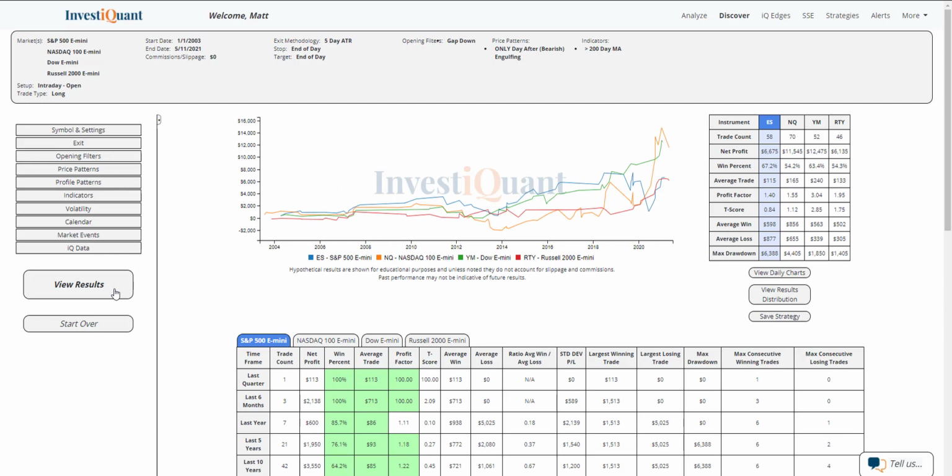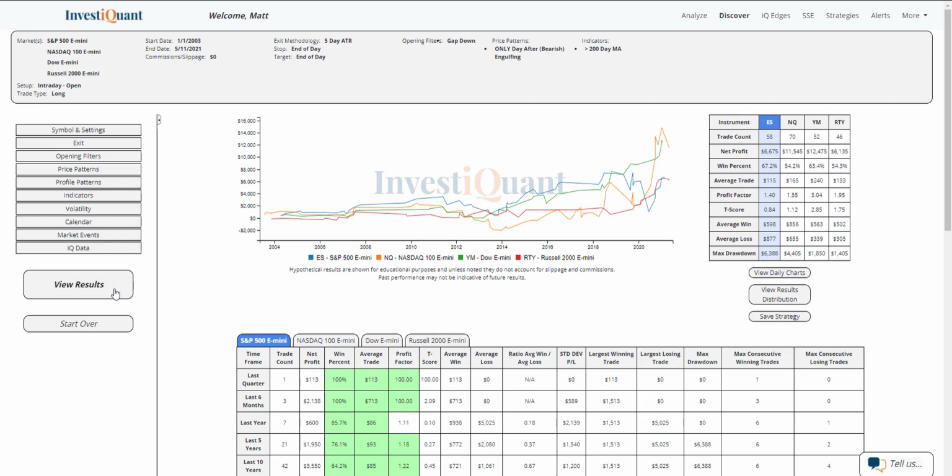And here we go. These are the results based upon entering the market long at the open of regular trading hours, which is 9:30 a.m. Eastern Time, exiting at the close, which is 4:15 p.m. Eastern Time, when you gap down after a bearish engulfing candlestick pattern, and this is taking place above a 200-day simple moving average. Now, historically, the S&P has 58 samples dating back to 2003. The Nasdaq's coming in at 70, the Dow 52, and the Russell 46.